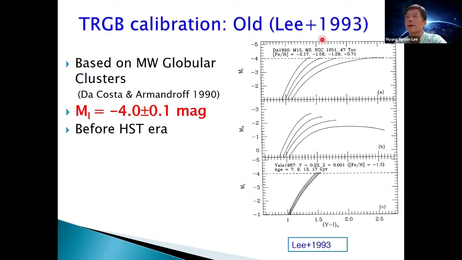And the right panel shows the calibration of the TRGB, showing the Milky Way red giant branch based on 4 globular clusters with a large range of metallicity, and the lower part corresponding to similar RGBs from theoretical evolutionary tracks from the Yale 1987 models.